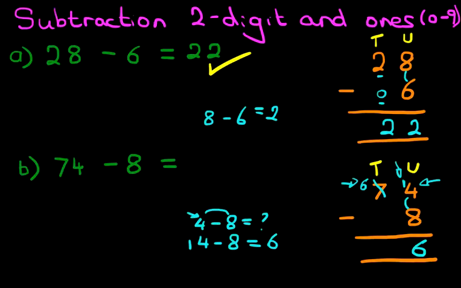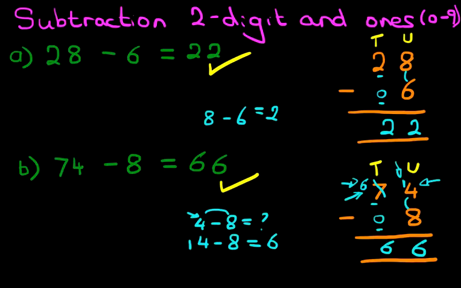So we've done the units, now we're going to do the tens. The number we have in the tens is not a 7, it is a 6. It's 6 minus 0. So the 7 has gone, it has become a 6. 6 minus 0 is 6. That is our answer. 74 minus 8 is 66. That is correct.